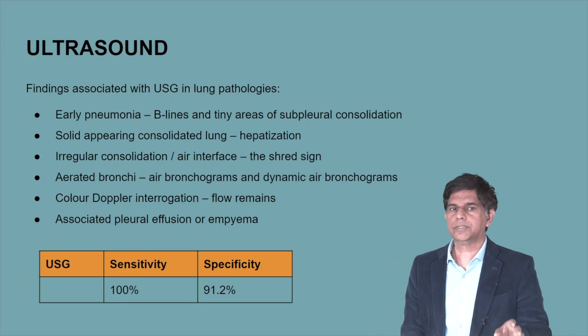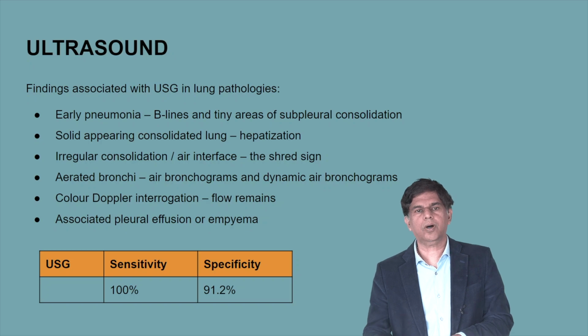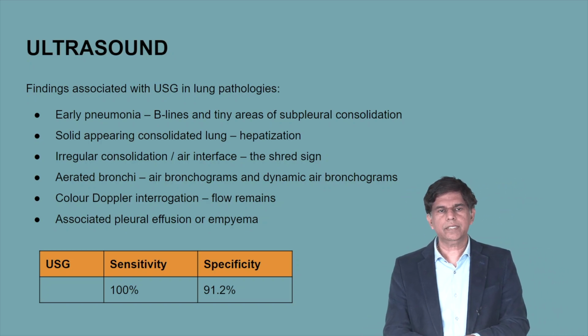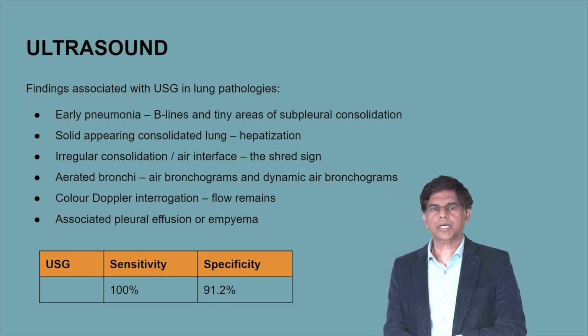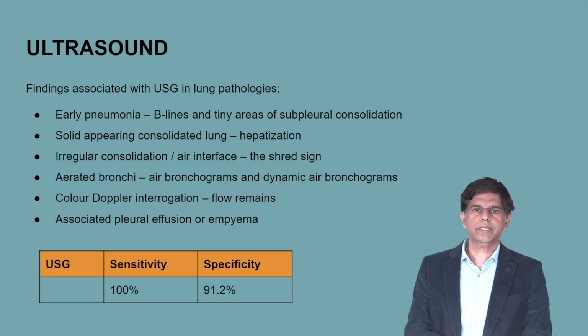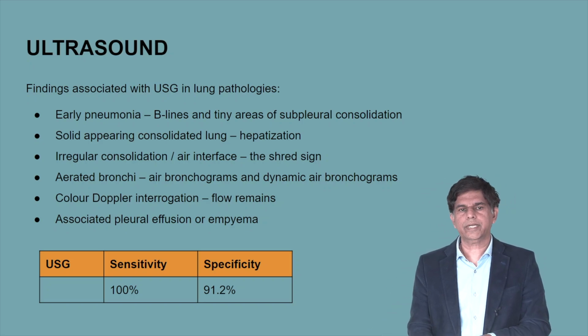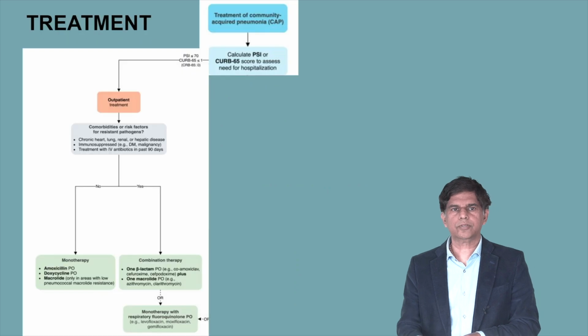Ultrasound also has very good sensitivity and specificity, depending upon the operator, how many they did. So these are the classic findings you will find in the ultrasound: B lines, tiny areas of subpleural consolidation, hepatization, the shred sign. All of this is very, very important. So this will be the future, I got a feeling.